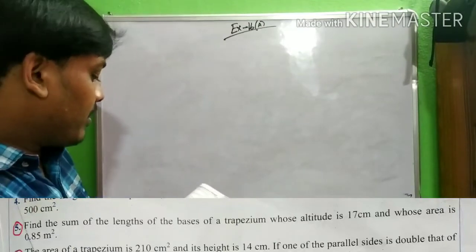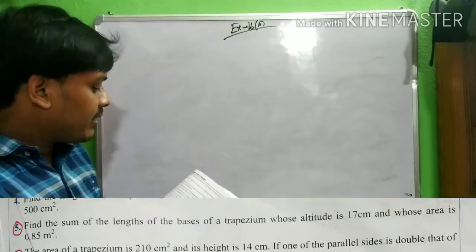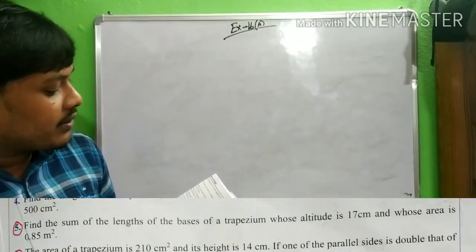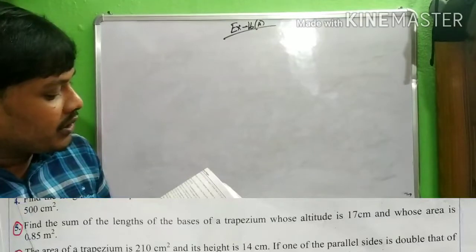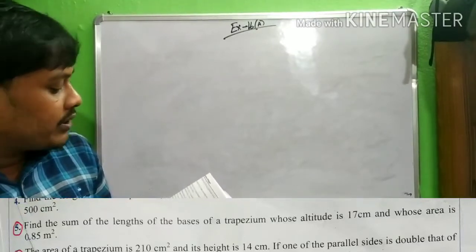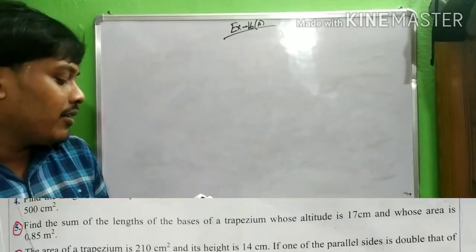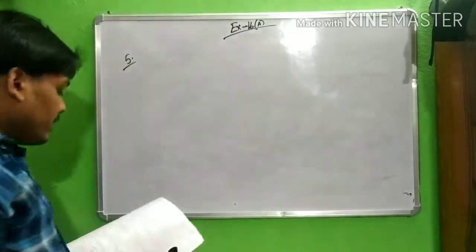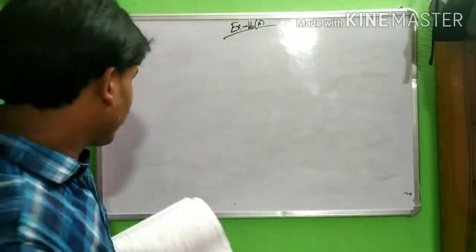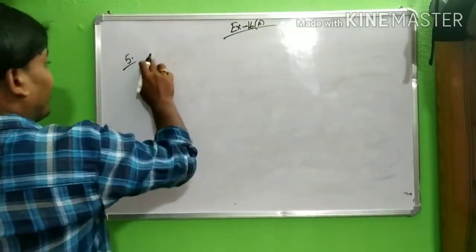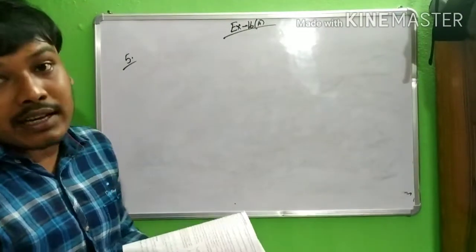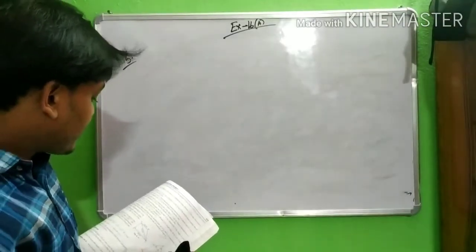5 number. Find the sum of the lengths of bases of a trapezium whose altitude is 17 centimeter and whose area is 0.85 meter square. Okay, so 5 number is also very easy. If we put the given values in the formula, then we get the sum of parallel sides or sum of bases.